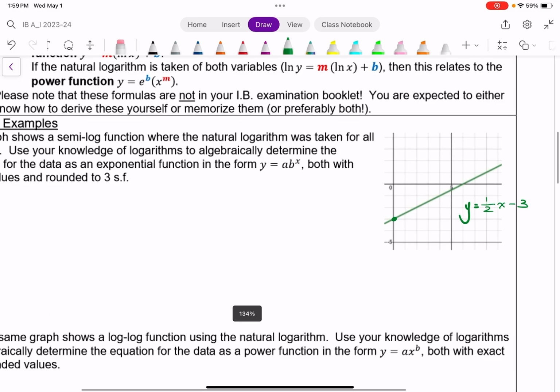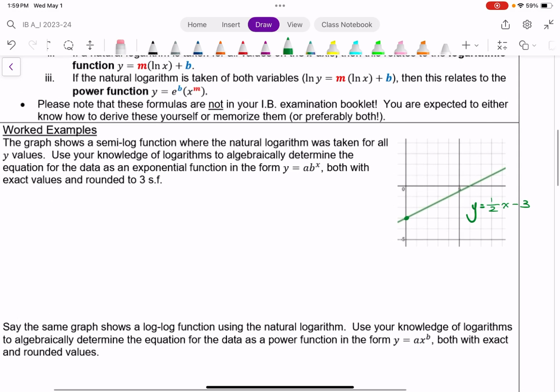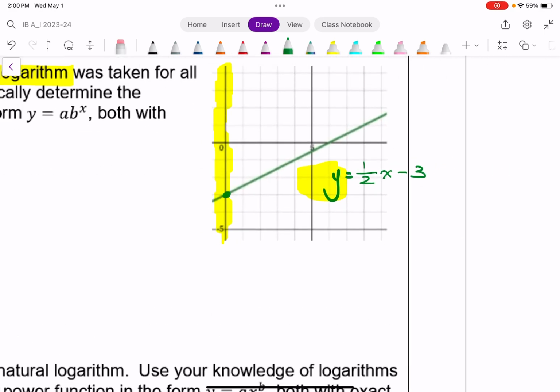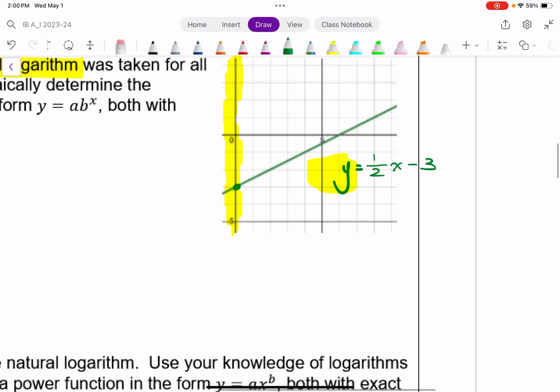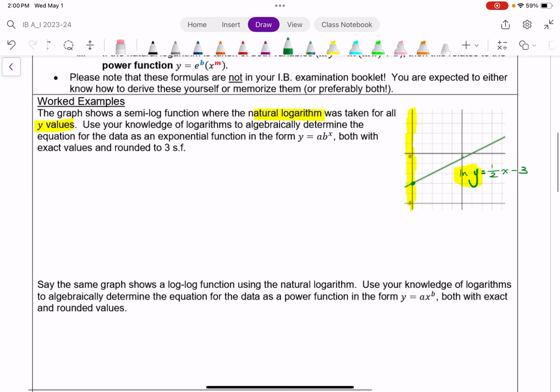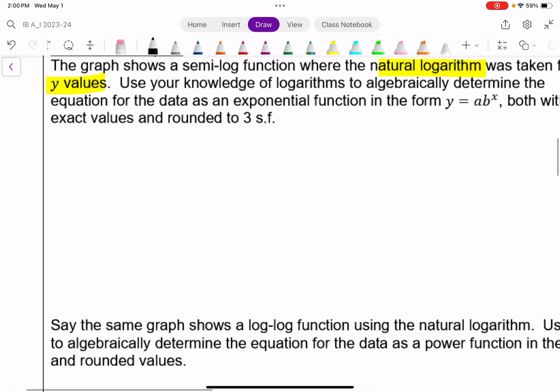However, if I look at the writing here, this is what we call a semi-log function, where all the y values have had the natural logarithm taken of them, which really means all these y values here are not y, they're the natural logarithm of y. So my equation is actually easy to adjust. Instead of y equals 1/2 x minus 3, it is actually the natural logarithm of y equals 1/2 x minus 3. And so let me write that down. The natural logarithm of y equals 1/2 x minus 3.